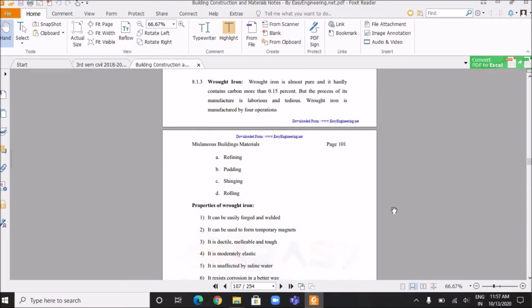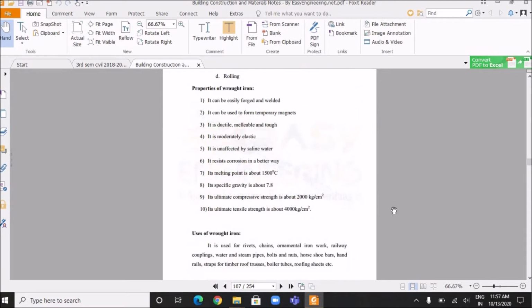Next one is wrought iron. Wrought iron is almost pure and it hardly contains carbon more than 0.15%, but the process of its manufacture is laborious and tedious. Wrought iron is manufactured by 4 operations: refining, puddling, shingling and rolling.